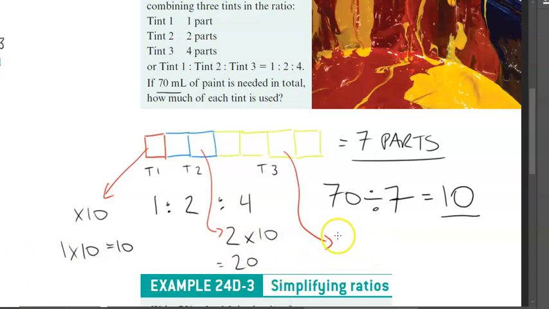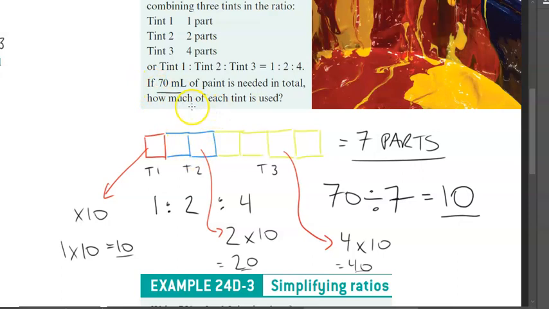Consistency, need this color. There we go. 4 times 10. This is going to give 40 parts. So let's just make sure that we got 70 parts all up. 10 plus 20 is 30 plus 40, which gives me 70. So there are 70 parts or 70 mils all up.